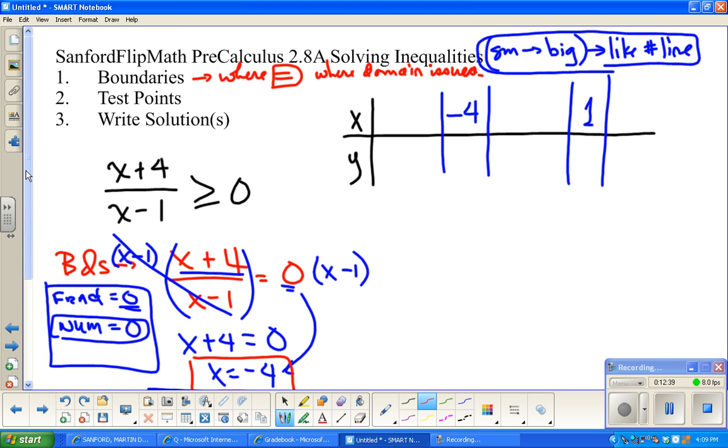Now, x values to the left of negative 4 are the ones that are less than negative 4. X values in between negative 4 and 1, or x values greater than 1. Okay? And again, I'm fine if you want to use interval notation for this. Just please don't mix and match.